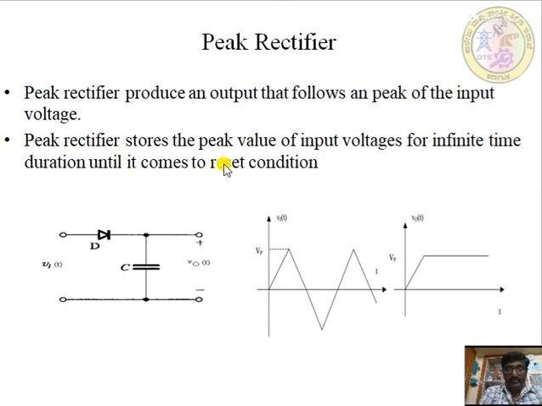So next is the peak rectifier. This is also a peak rectifier, which produces an output that follows the peak of the input voltage. A peak rectifier stores the peak value of the input voltage for infinite time duration until it comes to reset condition. We are just considering a diode, and only the peak value is taken. So this one is just a half wave rectifier, as we know that during the negative half it will be varying, and here you consider a triangular wave. See, only the peak voltage is being taken.